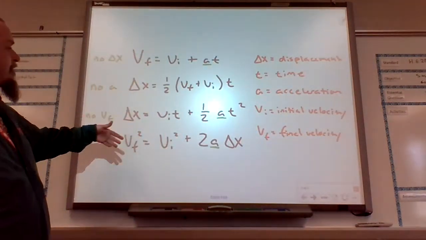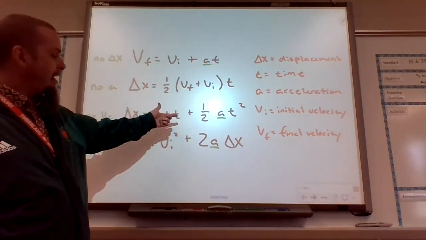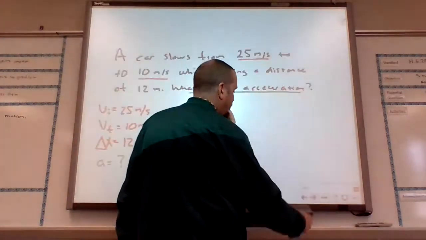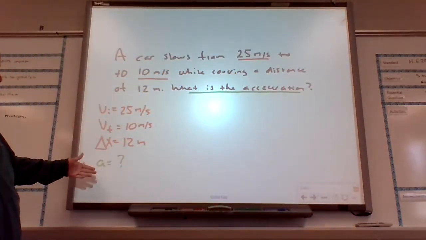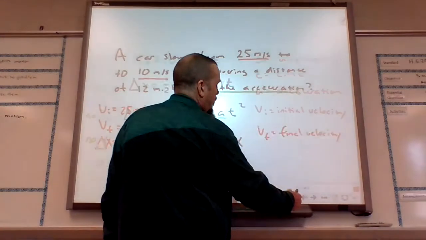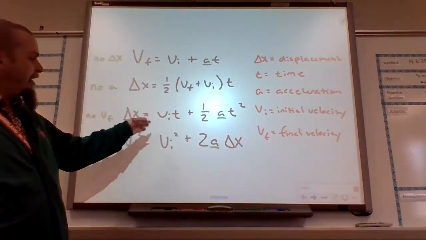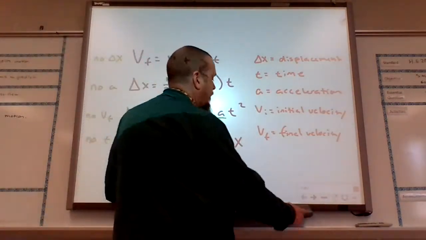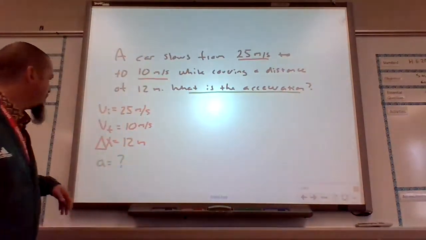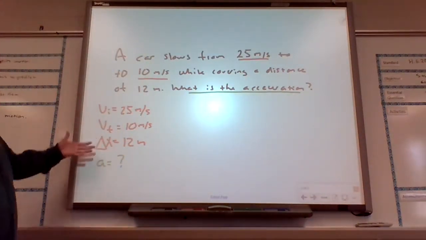To use this equation, I need delta x, I need VI, and I need T. I don't have T here. When I look at this equation, I need VF, I need VI, and I need delta x. When I look at the information I have, VF, I have VI, I have delta x.